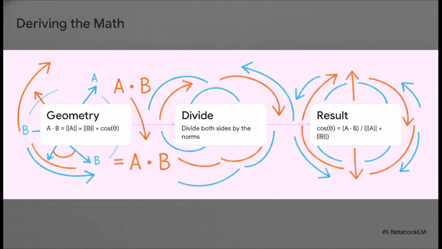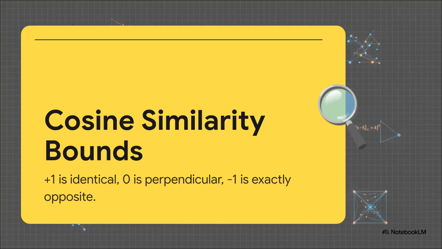It's so elegant. And this elegant math gives us a really clean, bounded similarity score. Because we isolated cosine, our score will literally always fall exactly between -1 and +1, no matter how long the original arrows were. +1 means identical direction, 0 means absolutely no relationship, and -1 means exactly opposite.